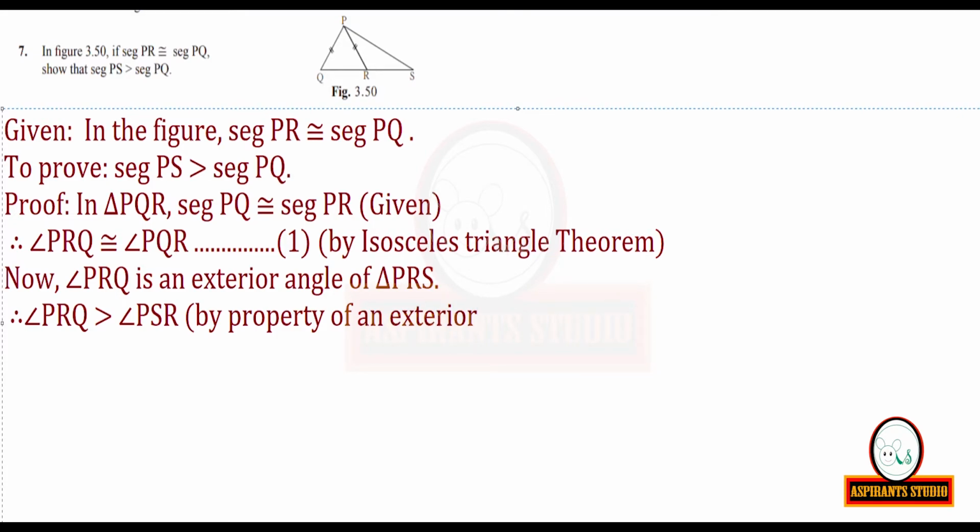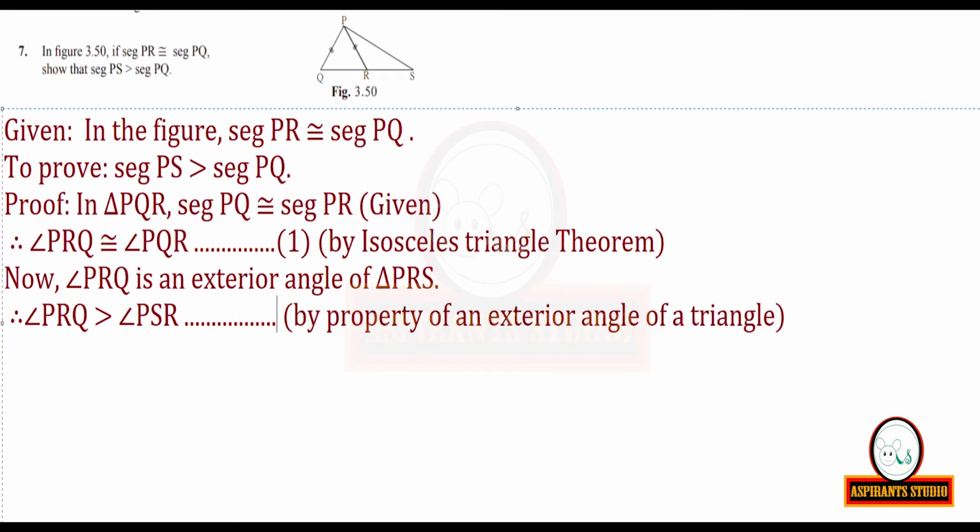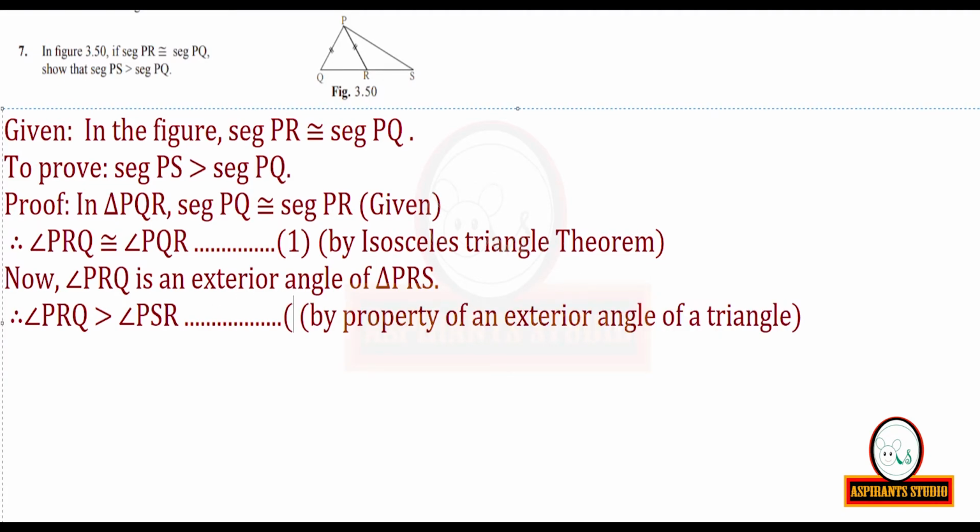So now angle PRQ is the exterior angle. So angle PRQ is greater than angle PSR. PSR is the remote interior angle, one of the remote interior angles of triangle PRS. Now take this to be equation number 2.